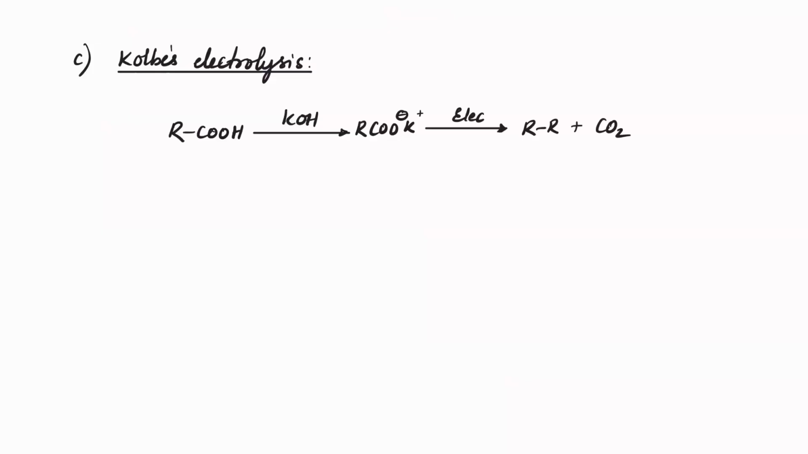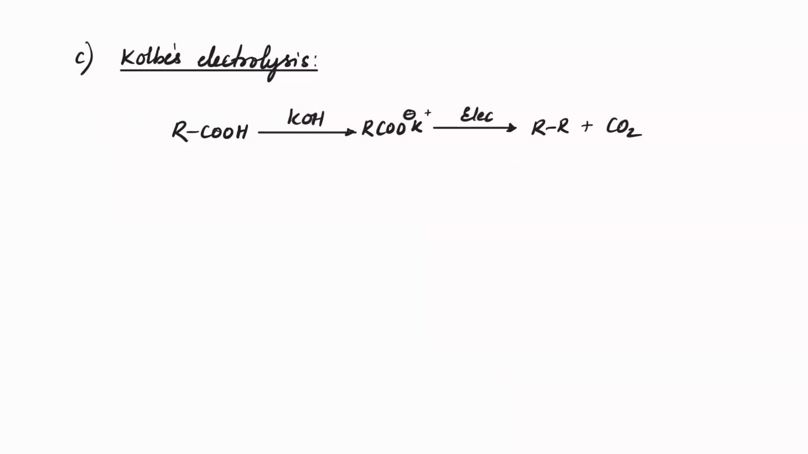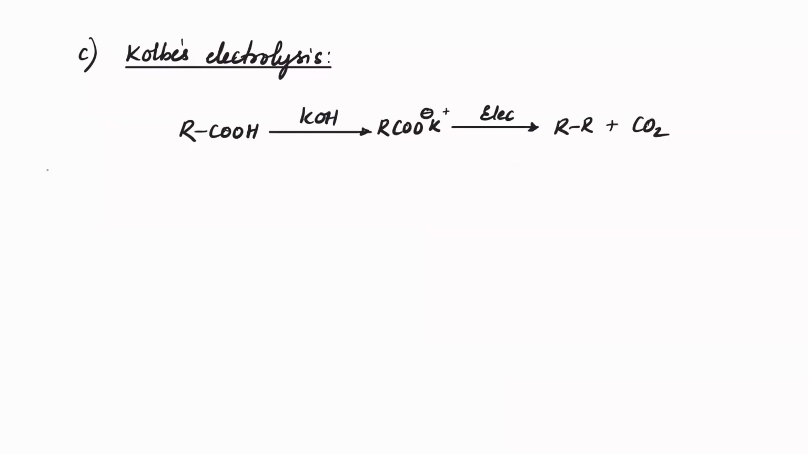See, if you have an acid, react with KOH, I mean a base, you will get a salt. When you electrolyze the salt in aqueous solution, you will get a coupled product, which is again an alkane. This we learned in alkane reactions for the formation.